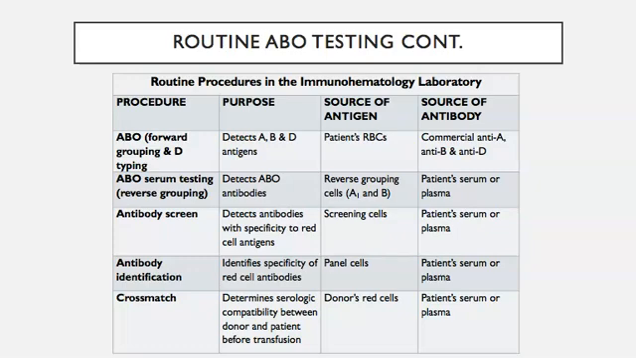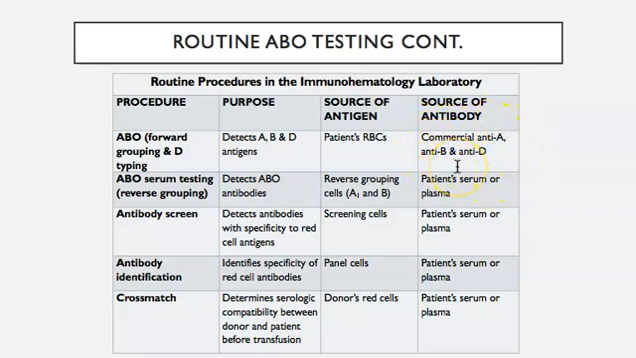Okay, so then getting back to here. Those routine procedures performed in blood bank: ABO, which again is your forward grouping, and the D typing, is used to detect A, B, and D antigens. So we're trying to determine the patient's blood type. We're testing the patient's red cells, because that's where the antigens are, against a commercial source of anti-A, anti-B, and anti-D. So that's the source of the antibody.